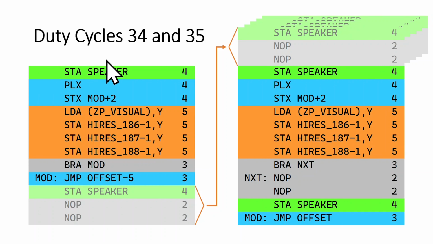The last 2 duty cycles are interesting again. 35 starts with its first speaker toggle, then executes quite some code, does its second speaker toggle, and then goes right into the jump statement. But 34 is again interesting. As seen before, we cannot have another statement inserted between the speaker toggle here and the jump statement, as there's no statement with just 1 machine cycle.